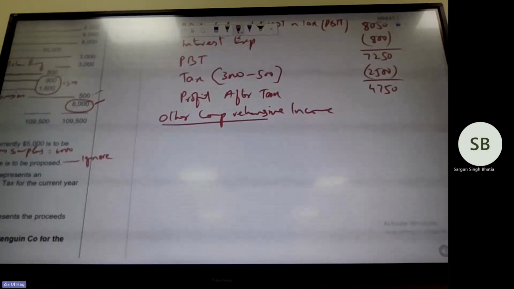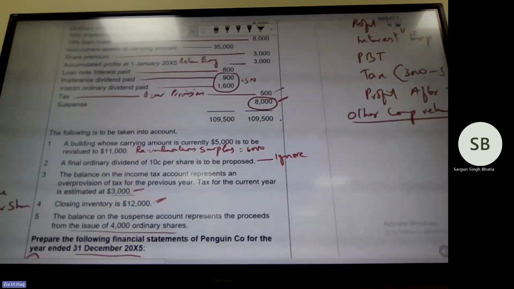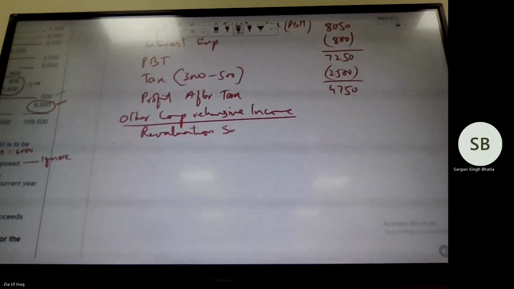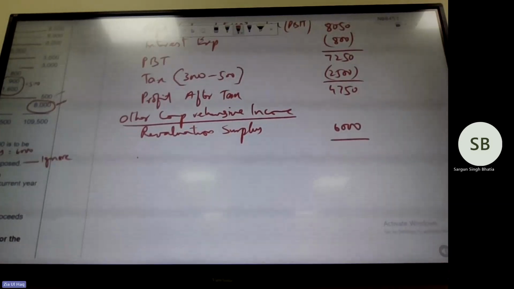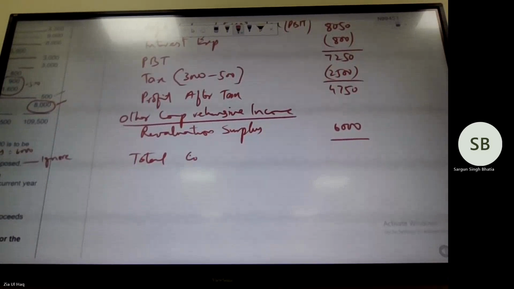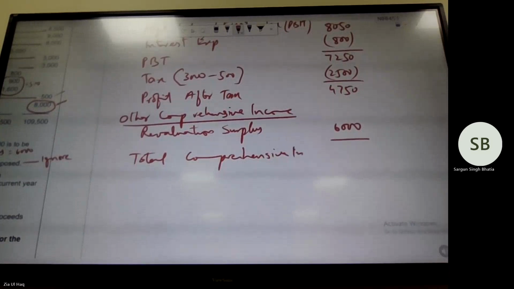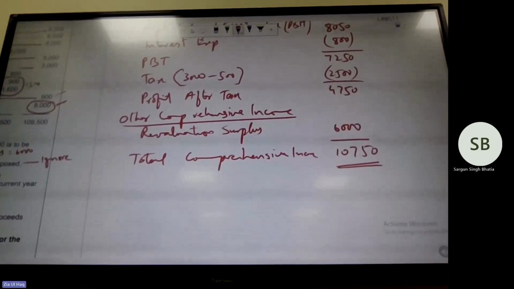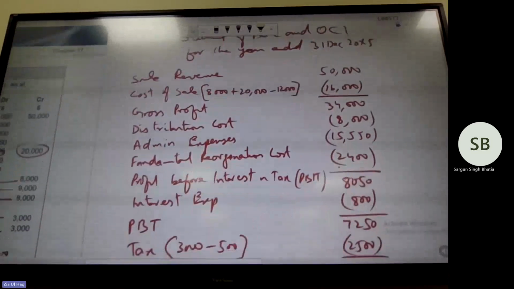Then we need to move towards other comprehensive income. And there is other comprehensive income of revaluation surplus. How much is that? 6,000. So revaluation surplus of 6,000. So we will arrive at total comprehensive income of 10,750. So we have completed the statement of profit and loss and other comprehensive income.